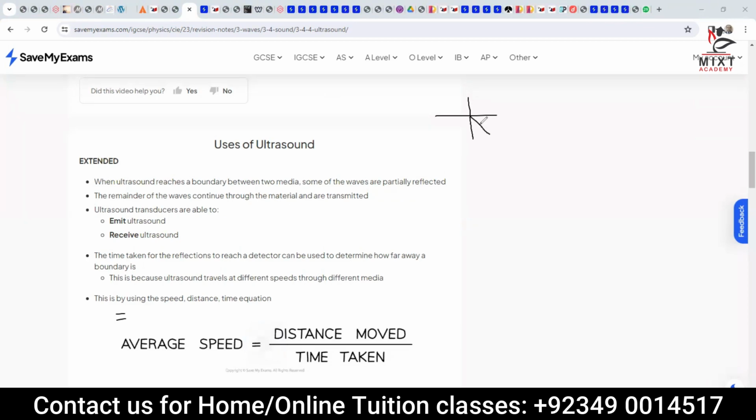The time taken from reflection to reach a detector can be used to determine how far away a boundary is, and this is because ultrasound travels at different speeds through different mediums. So this particular formula can be used to find out the distance between the ultrasound emitter and the receiver. So ultrasound waves can be used to find out distances as well.